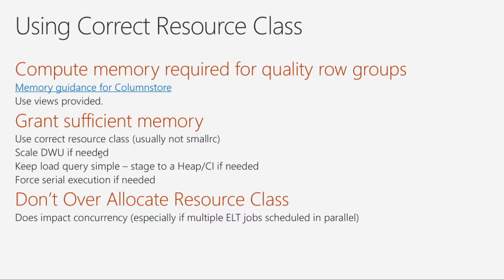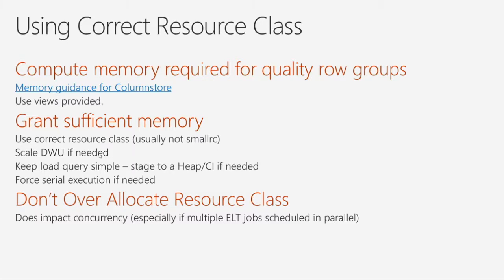Keep load queries simple. If you do need to run transformations, like Joe was mentioning, multi-way joins, sorts in your load queries, please stage it to a heap or a clustered index first, and then CTAS from there to your column store. Because otherwise your compression will have very little memory left by the time the engine is done with the other operators in the load query.